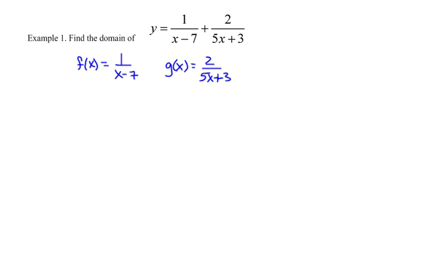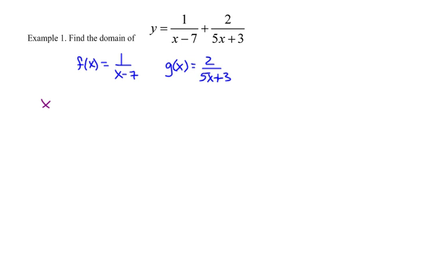Okay, so our function, we're going to call it f of x plus g of x. Right, so we're breaking into two separate functions. Why are we breaking into the two? Well, there's two places that are affecting the domain. Right? So let's find the domain of f of x. So how would you find the domain of this guy?